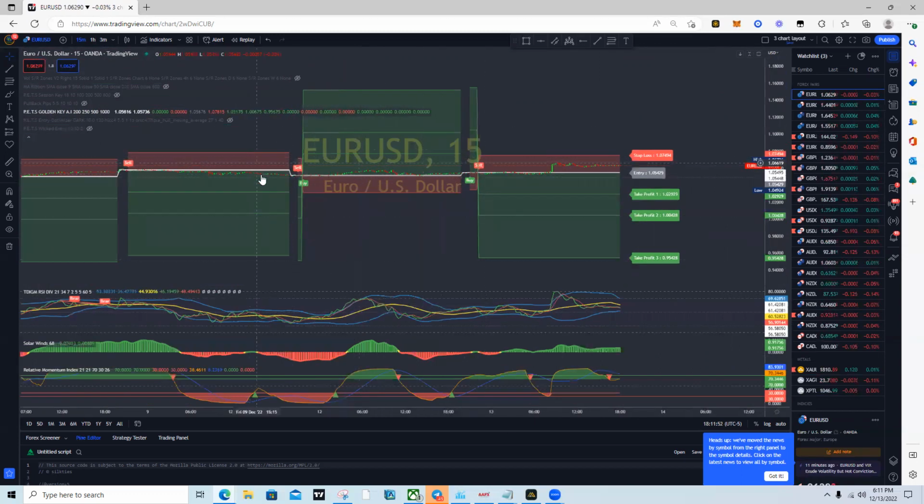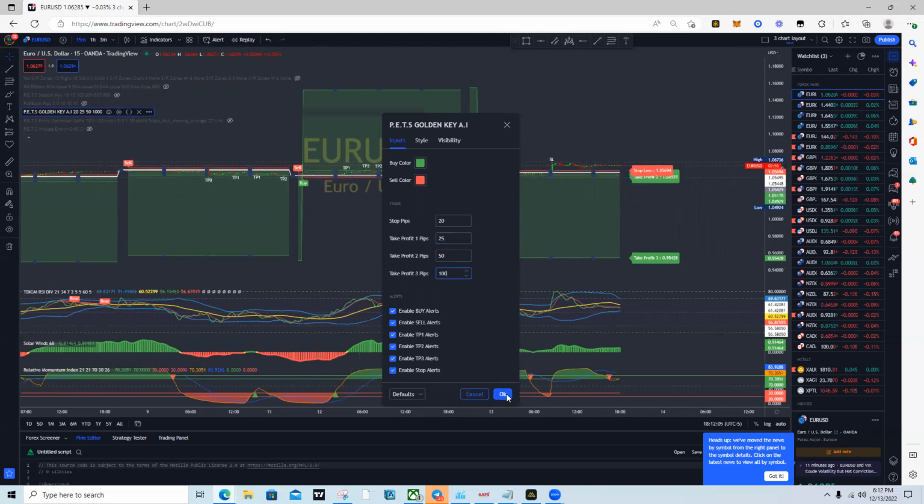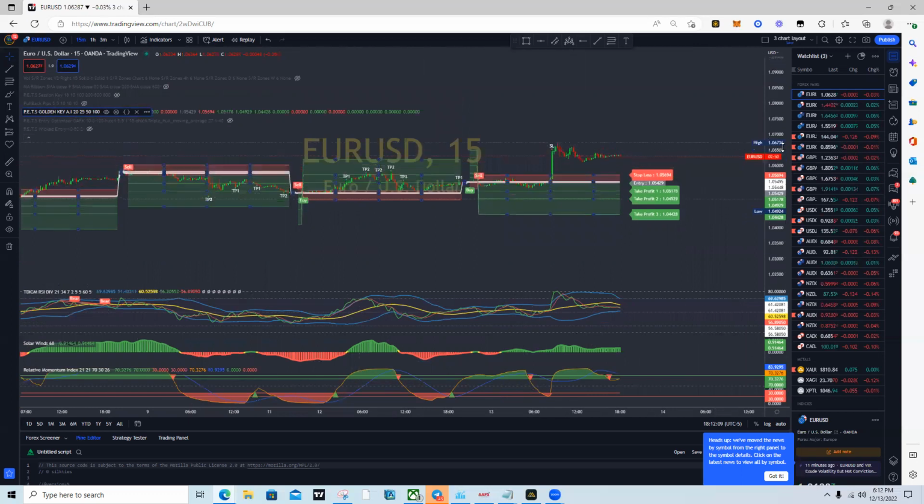That's because we are now on a Forex pair. So if you are on a Forex pair, you just have to understand, if you're using golden key on a Forex pair, you have to go back into Forex settings. You have to take off the points. You got to go back into Forex mode. Doesn't that look much better? Looks much better, right?